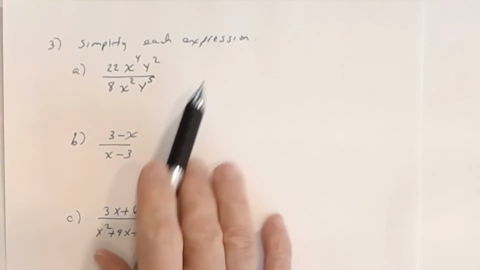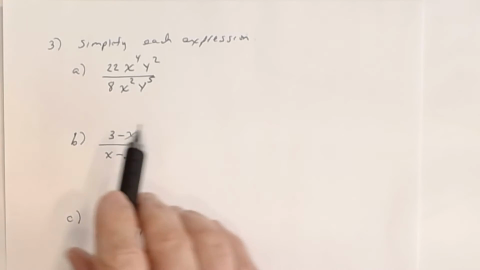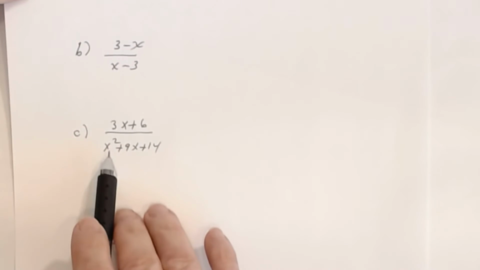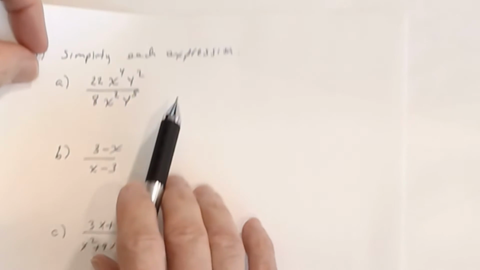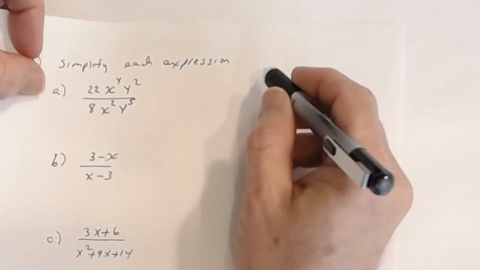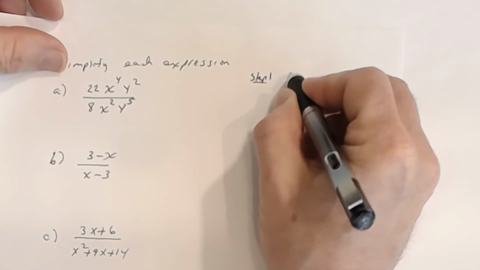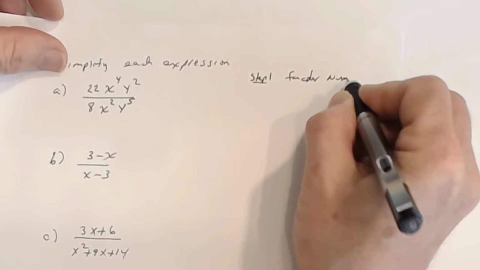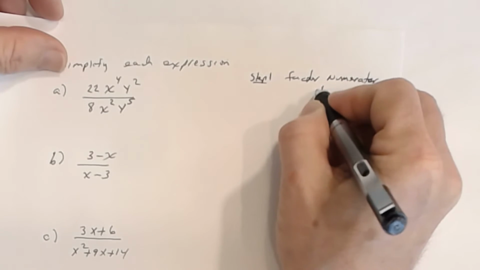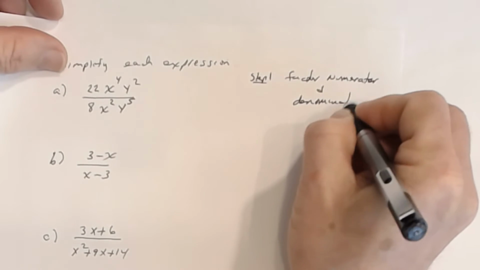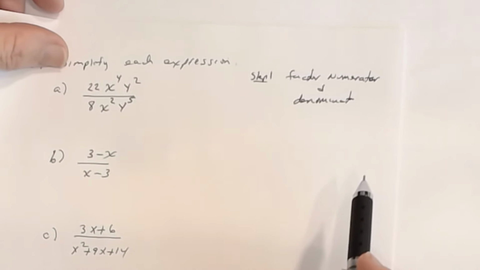Let's look at number 3. So number 3, we have this idea now. So now what we're going to do is simplify each expression. So let's go to C first, and then we'll come back to these. So to simplify an expression, the first thing you're going to do when you have a polynomial divided by a polynomial is, step 1, you're going to factor numerator and denominator.